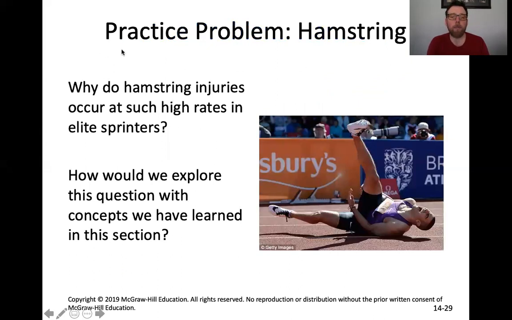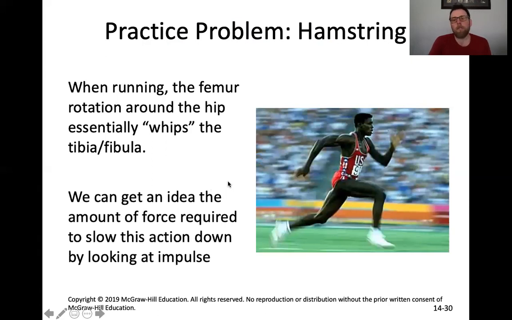So here are a couple practice problems that I want you to work out on your own. Why do hamstring injuries occur at such high rates in elite sprinters? How would you explore this question with concepts we have learned in this section? It has to do with rotational forces at joints and the structure of the hamstring itself. It's actually pretty interesting, so think about that. That could be a good test question, and we can discuss that in lab this week or in person. Never mind. Here's the answer. Forgot that was on here.